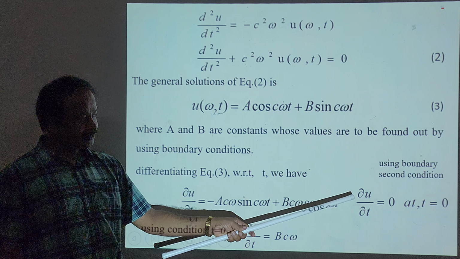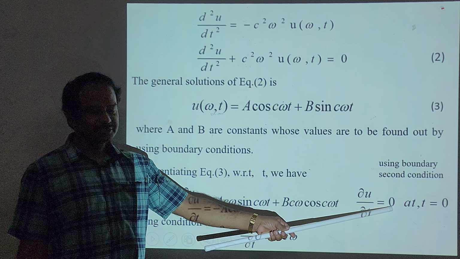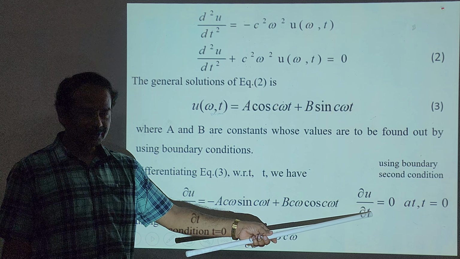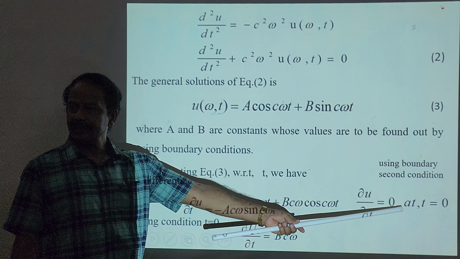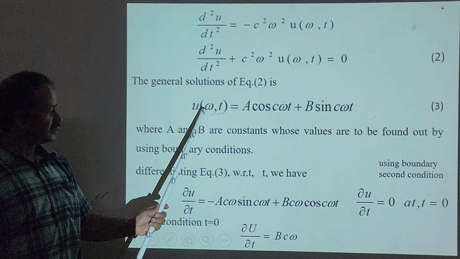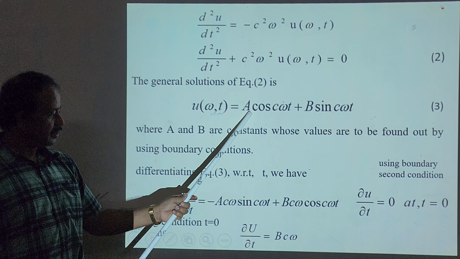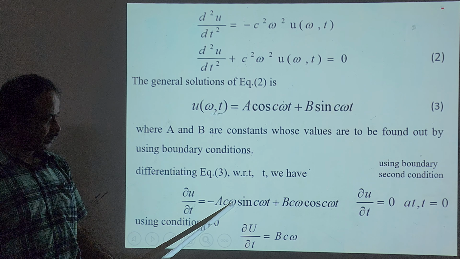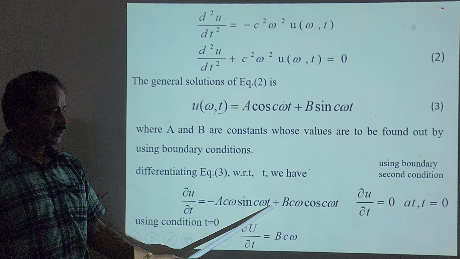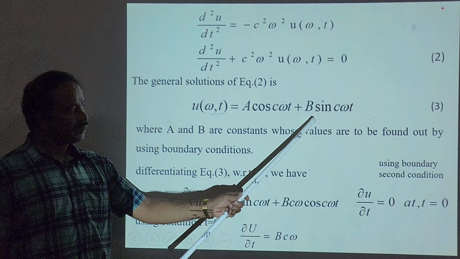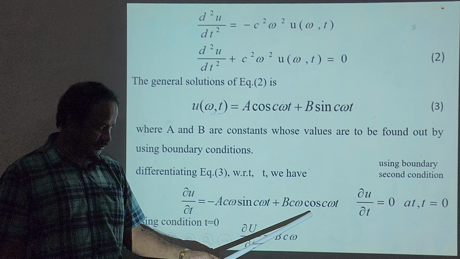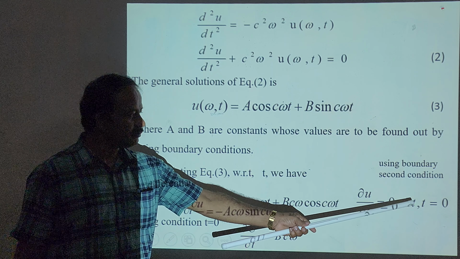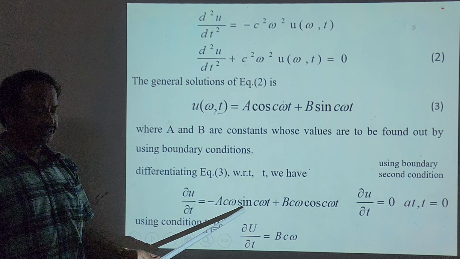Because the boundary condition goes du by dt equal to 0 at t equal to 0. The boundary condition says so in the problem. So you just differentiate. You will have minus a c omega sin c omega t plus b c omega cos c omega t. As it is given as du by dt equal to 0 at t equals 0, you substitute t equals 0 here.